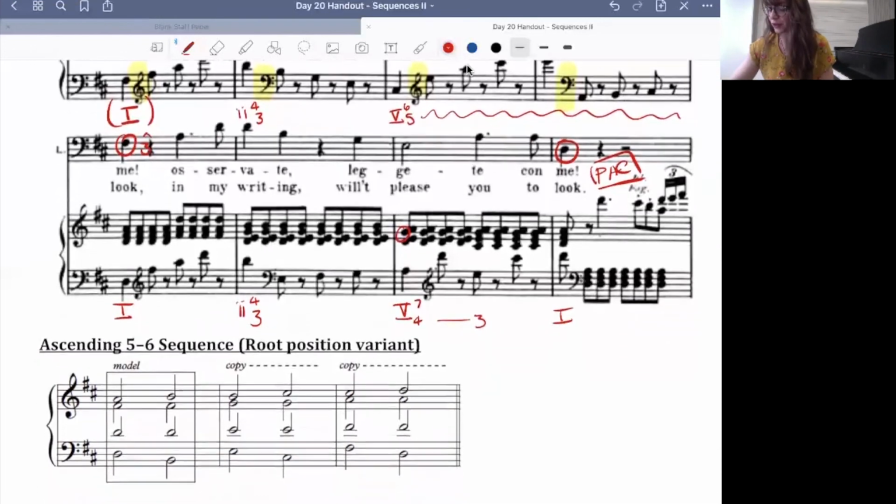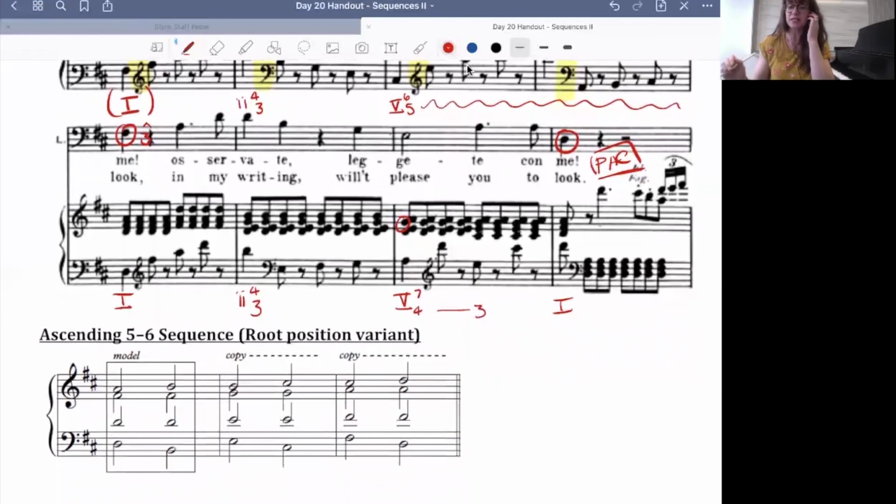So if you're looking down at that last little bit of staff, this is our ascending 5, 6 sequence root position variant. So with the 5th sequences, the root position was kind of the main one, and then we had 6, 3 variants. Now we have a root position variant. So we're looking at, again, third motion between the roots, but this time is actually explicit in the bass line as well.